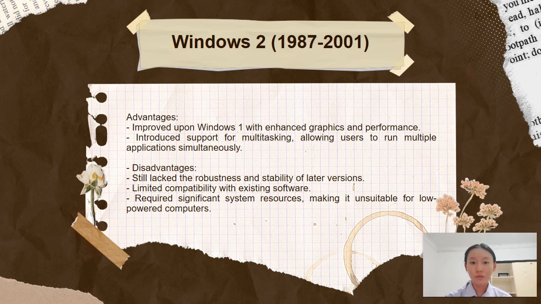Windows 2 from 1987. The advantage is it improved upon Windows 1 with enhanced graphics and performance. It introduced support for multitasking, allowing the user to run multiple applications simultaneously. The disadvantage: still lacking the robustness and stability of later versions.